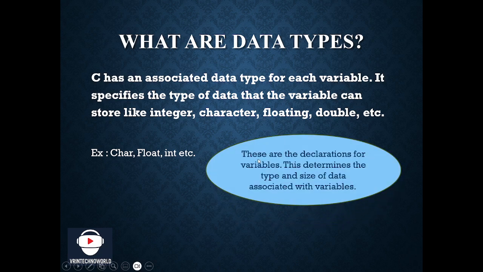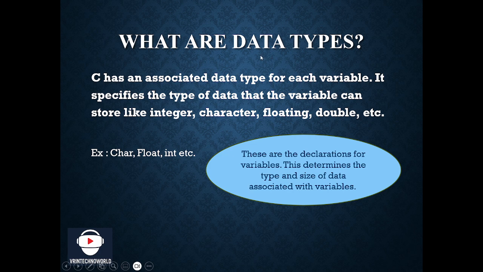Now we could see that this is actually the declaration part. Data type is the declaration part of what? Of a variable. And this data type determines the type and the size of the data associated with the variable. This is one of the most important points which you need to keep in your mind, that the data type actually determines the type of the variable.